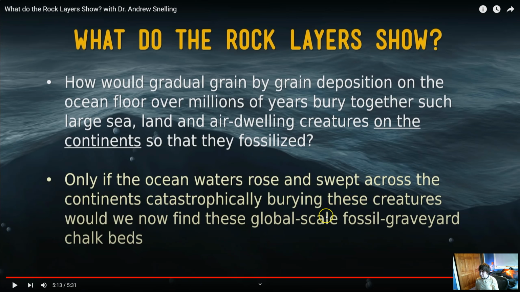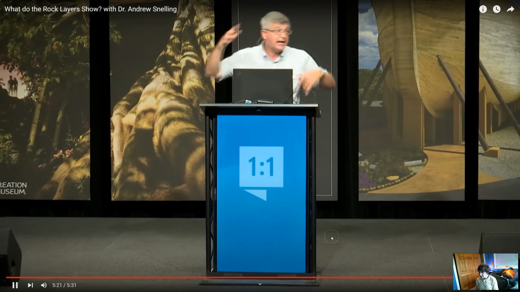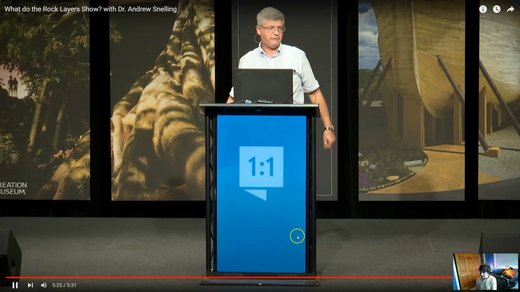On the continent, because it wasn't on the continent. It was on the ocean floor at that time. Or I think a lot of it was a shallow sea. But see my point? Only if the ocean waters rose and swept across the continents, catastrophically burying these land and sea and air-dwelling creatures all together in this global scale fossil graveyard.